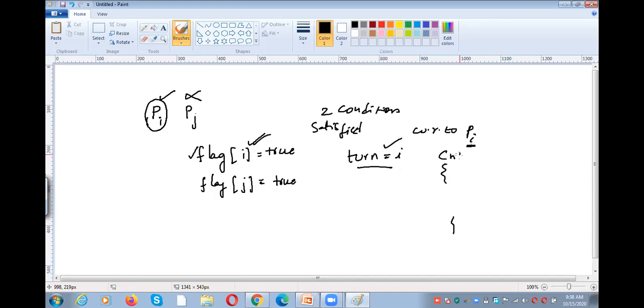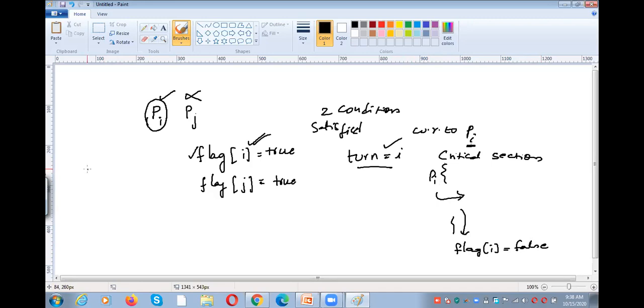This is the critical section. So PI is allowed to enter into the critical section first, and then after using it, it will come out of the critical section and set flag of I equal to false. Why? Because the same process should not again try to enter into the critical section. Bounded waiting: I already told you, whenever a process uses the critical section, immediately the same process is not allowed to enter into the critical section again.